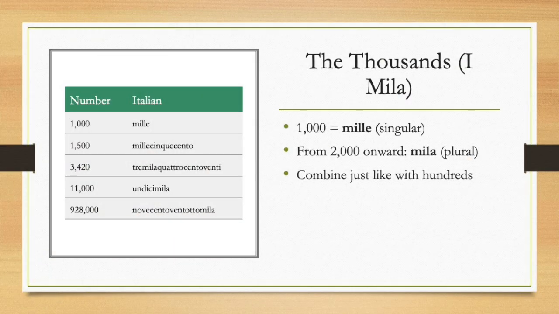When we move into the thousands, we use mille for 1,000, and then we start using mila for 2,000, 3,000, and so on. To create numbers, you combine thousands, hundreds, tens, and then units. So, for example, 3,420 is going to be 3.420. Another example, 11,000, simply 11.000.